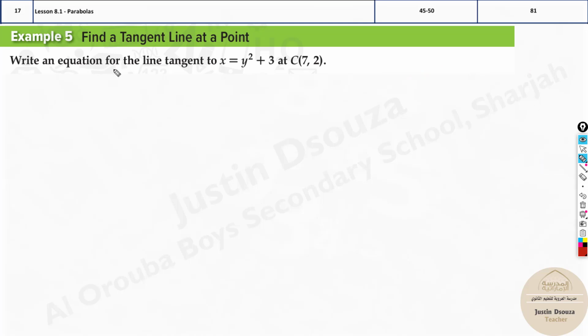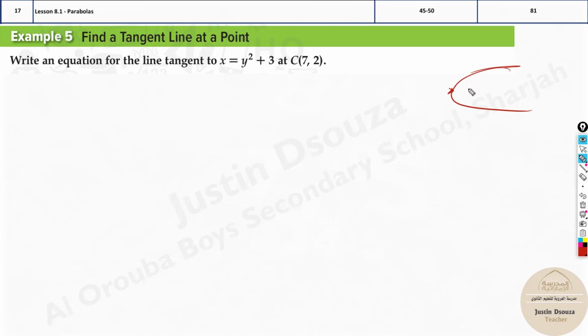Here we have to write the equation for the line tangent to x is equal to y squared plus 3 at this particular point. Now first of all, looking at the equation, x and y is being squared. I know it's going to be like this or like this. It's opening up horizontally, not vertically, because y is squared. Now, which side does it exactly go to? It goes to the right side. Why? Because it's positive over here. Look, it's positive. Now, this x is positive. That's why we can tell it's opening right side.